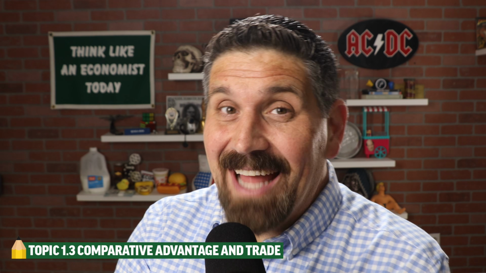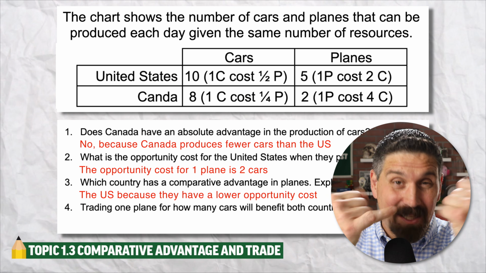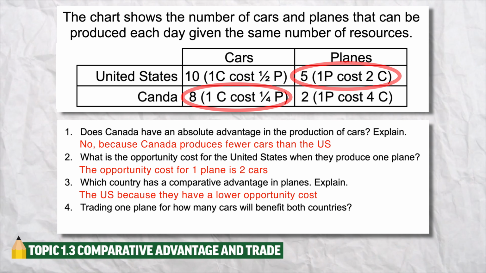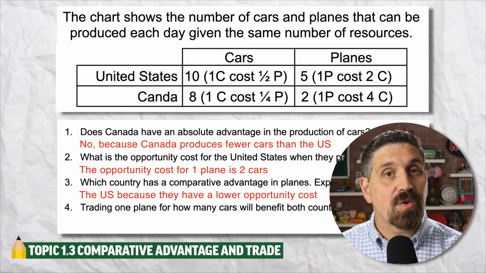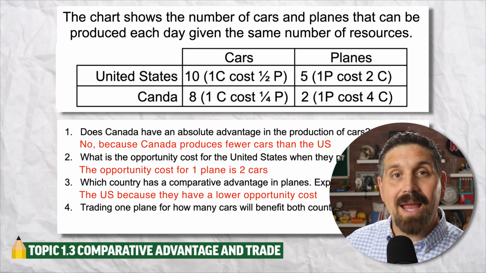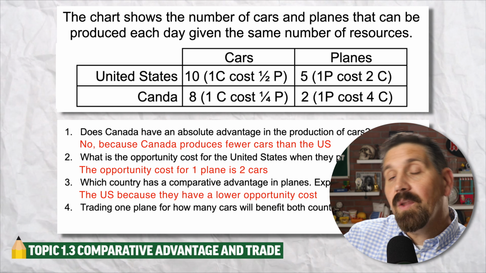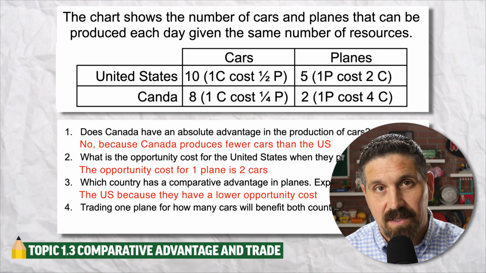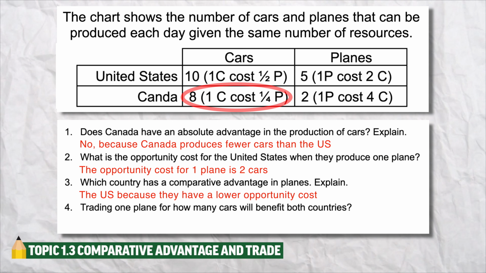But we're not done. The last step is by far the hardest. It's finding the terms of trade. We know that each country should specialize and produce only one thing, but how many cars should Canada trade for how many planes? The quick answer is that both countries will be willing to trade if and only if they can get the other product at a lower opportunity cost than if they produced it themselves. For example, we know that Canada should specialize in cars, and if they did make planes, it would cost them 4 cars for each plane.